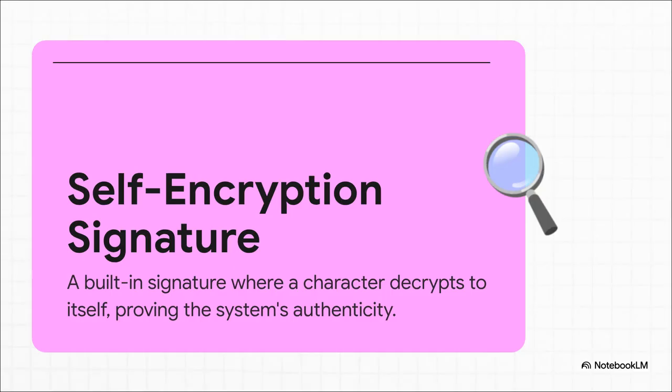What we're looking at is called a self-encryption signature. Think of it like a mathematical lock that only one very specific key can turn. By designing the cipher so that this specific K decrypts back to itself, Sanborn left his own personal, undeniable fingerprint on the solution. He's essentially telling us, yes, this key and this system are the correct ones.